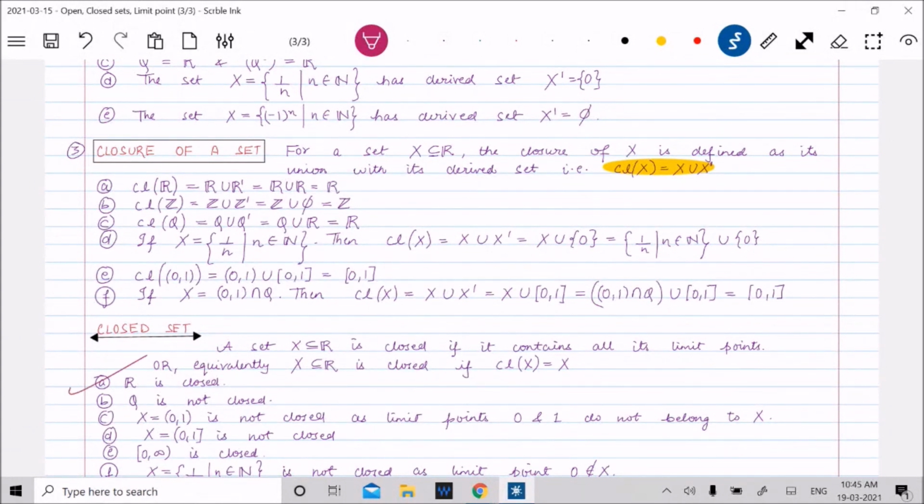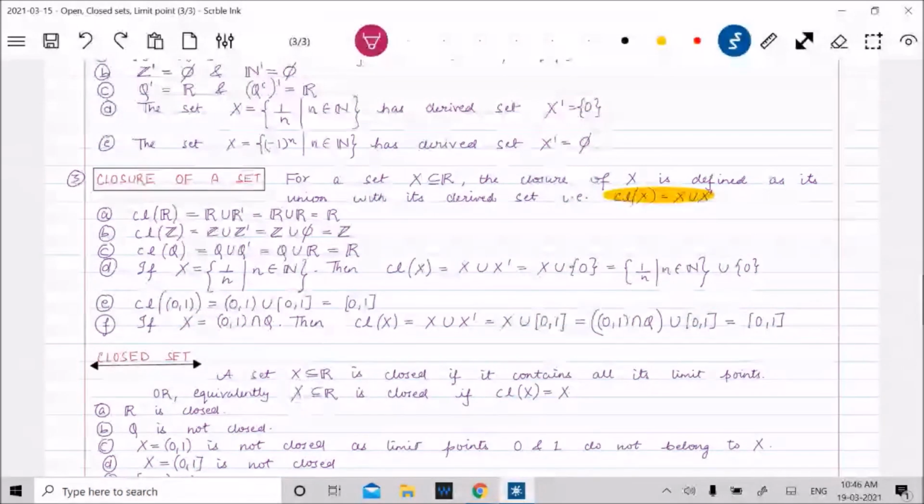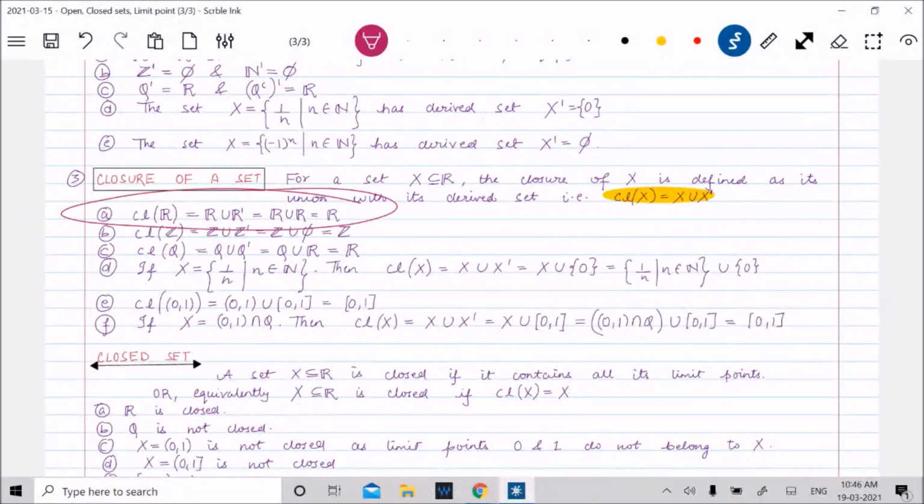Okay, so R is closed, yes or no? You can follow this definition. If you find the closure of R, then of course the closure of R will be equal to R due to this reason. Since closure of R equals R, you can say that R is closed. Or in other words, you can say that there are no limit points of R which fall outside R, right? So that's why R is closed.